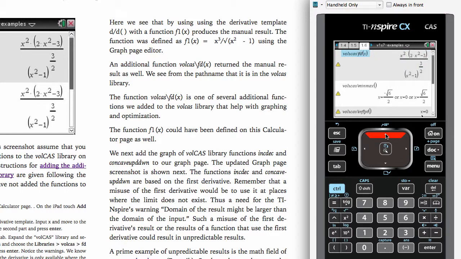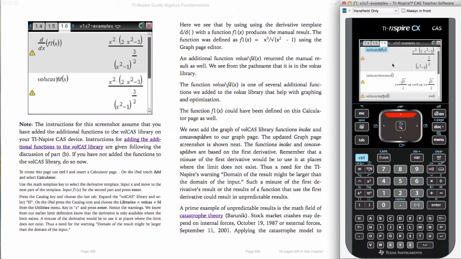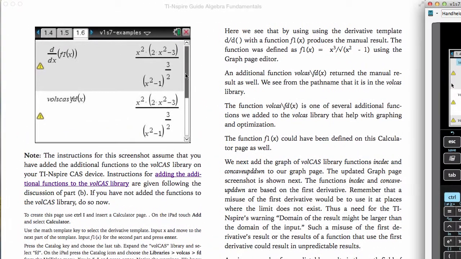So if we take a look at this particular function here with the first derivative, we see that we end up with this answer right here. And our calculator over here is showing us the calculator way of doing it with the derivative, and then it's showing it where we put it in with the first derivative. We actually put it in with the first derivative to make it easier to follow the other global functions that we were adding to the library.